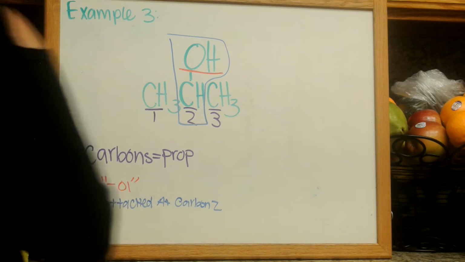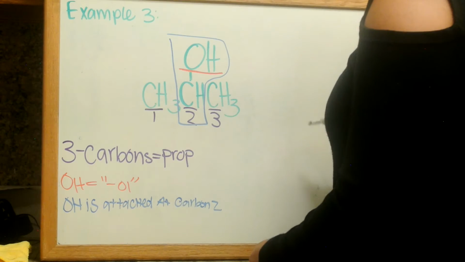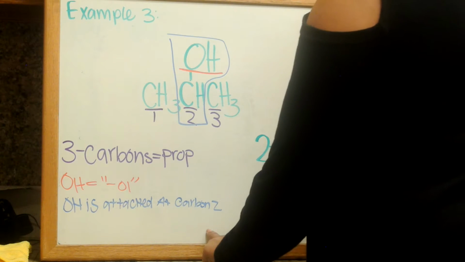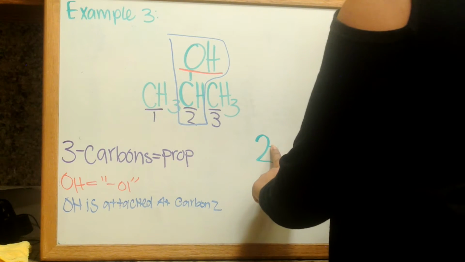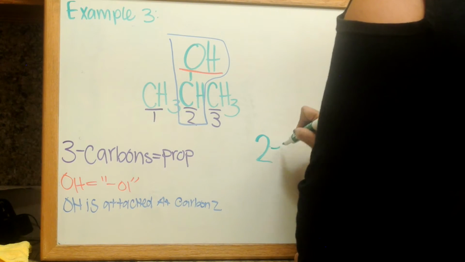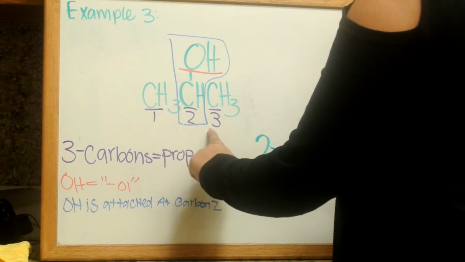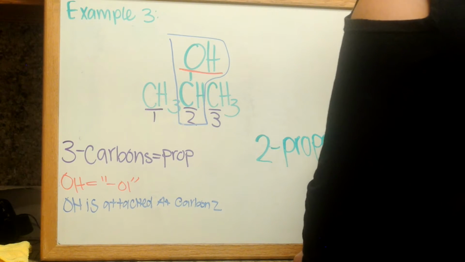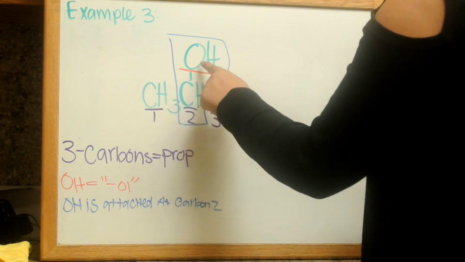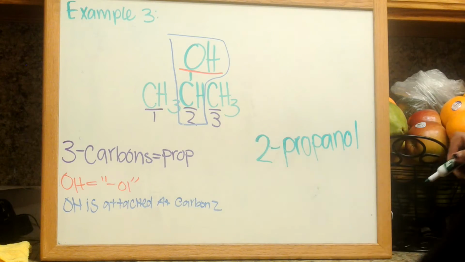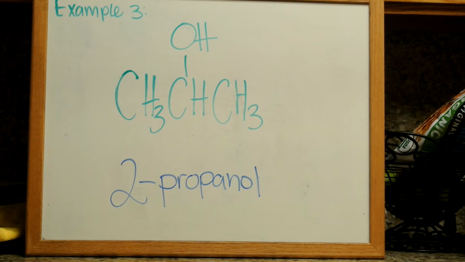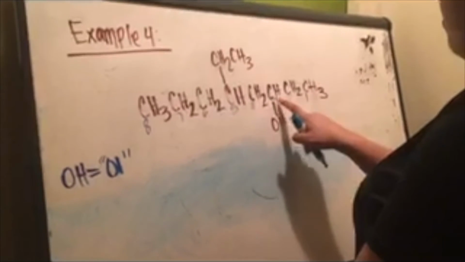Okay, then I can start by making the name. Since the OH is located at carbon 2, I need to start by writing 2 hyphen. I had 3 carbons, which is prop. But don't forget that because I have the OH, I need to write OL at the end. So it's propanol, not propene. And there you have it, 2-propanol.